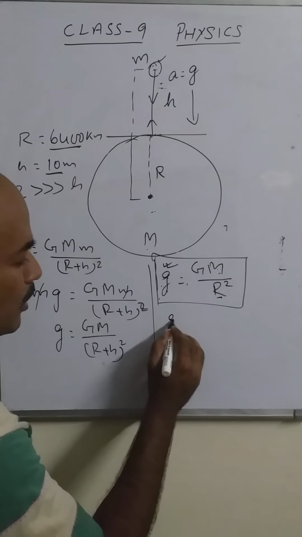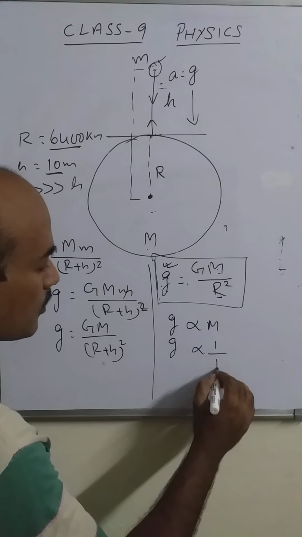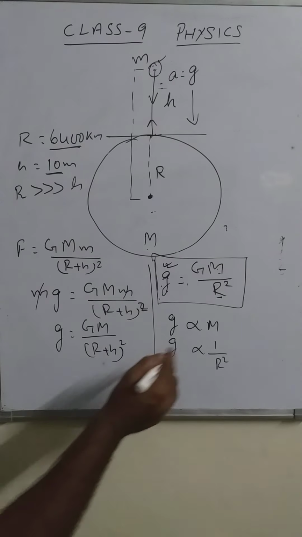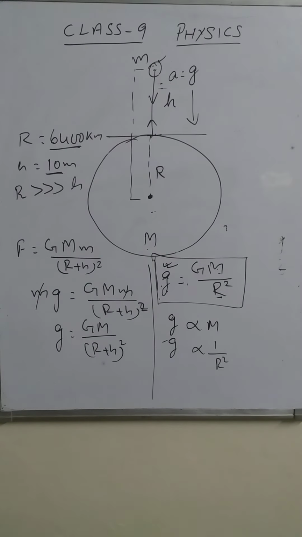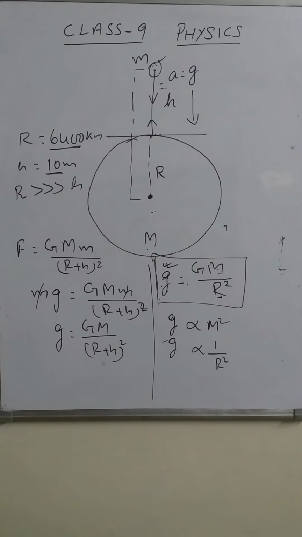So g is proportional to mass, g is inversely proportional to the square of the radius. If we increase the size of the planet, then the acceleration due to gravity decreases. Increase the mass of the planet, the acceleration due to gravity increases. So they are directly proportional to each other.